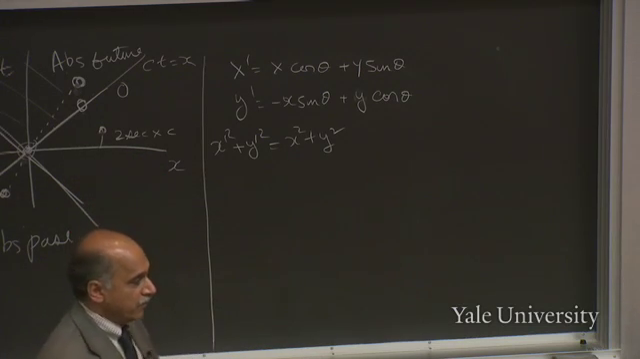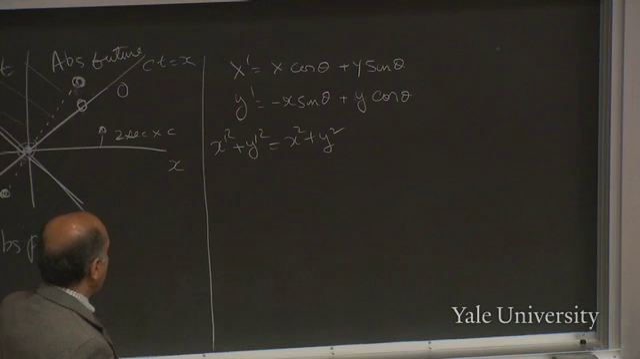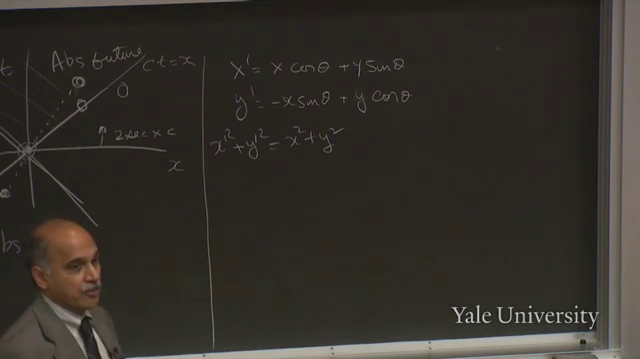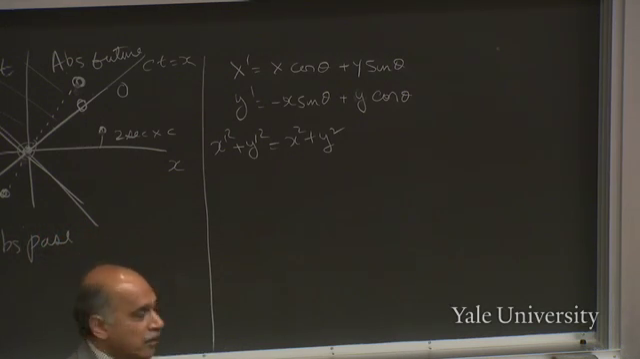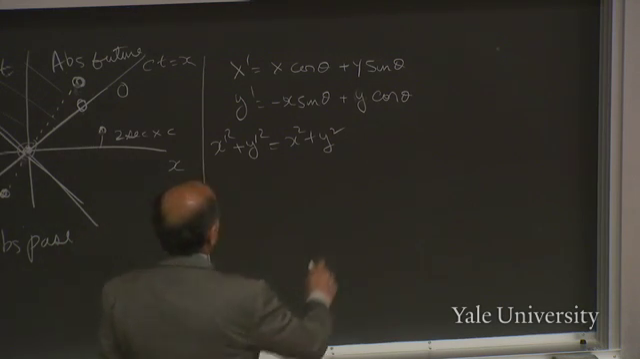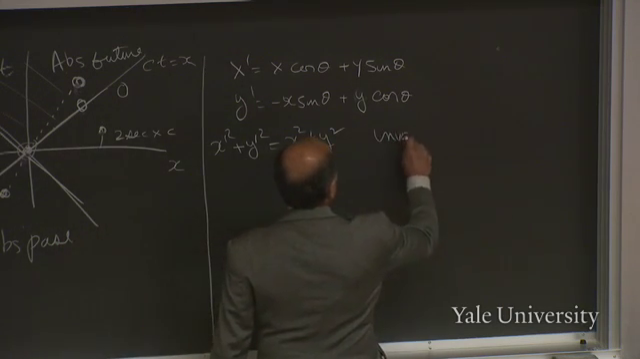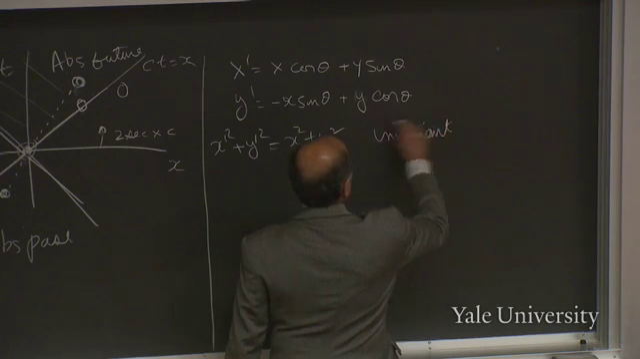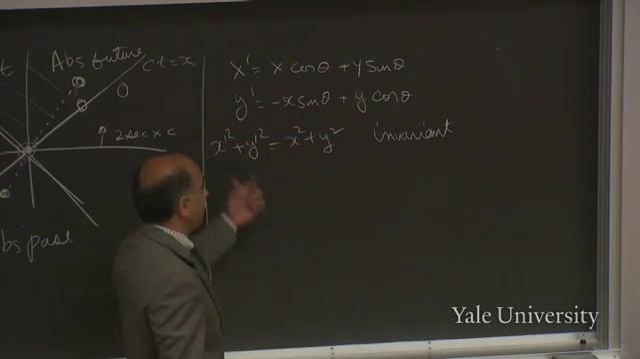Namely, the length of the line connecting the origin to the point, or the distance from the origin, is unaffected by rotations. This is called an invariant. This doesn't depend on who is looking at it. Everyone will agree on this, but they won't agree on x, and they won't agree on y, but they will agree on this.